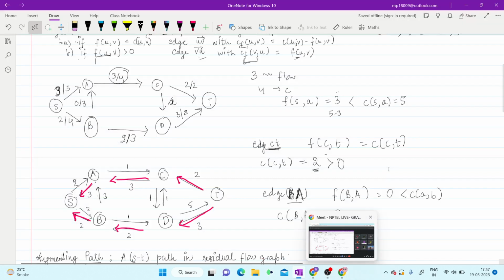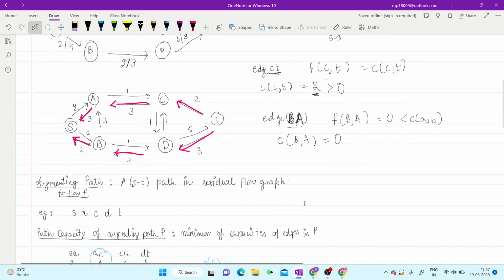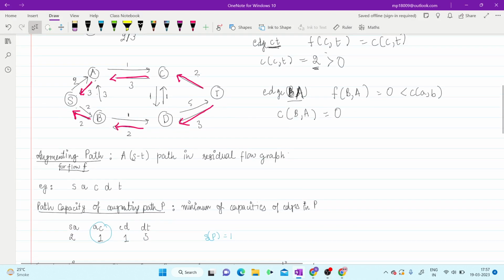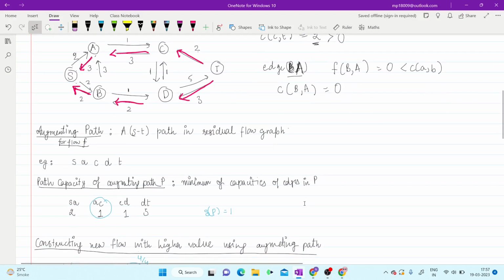So now that we have covered what a residual flow is, given a flow and a network, we have a residual flow graph attached to it. After the residual flow, we talk about the augmenting path. So what is an augmenting path? An augmenting path is a path starting at the source vertex and ending at the T vertex in the residual flow graph.